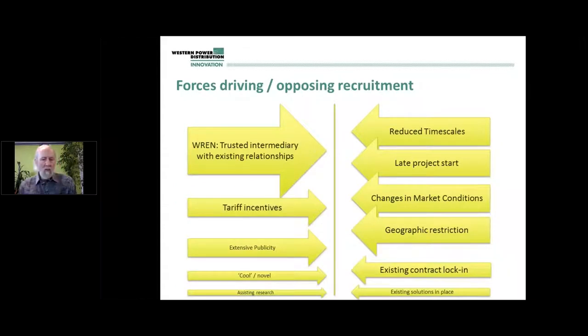So this nice graph with arrows all over it is showing you the opposing forces helping with recruitment and those opposing it. As you can see, the largest area there is WREN being a trusted intermediary with existing relationships. That's where most of the sign-ups came from. The tariff incentives were seen as attractive, certainly at the outset. We were able to get extensive publicity out, we have very good local networks. The novel approach of the tariff was of interest to some people.